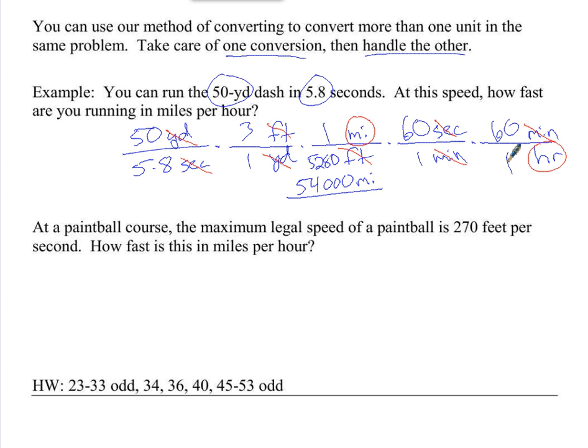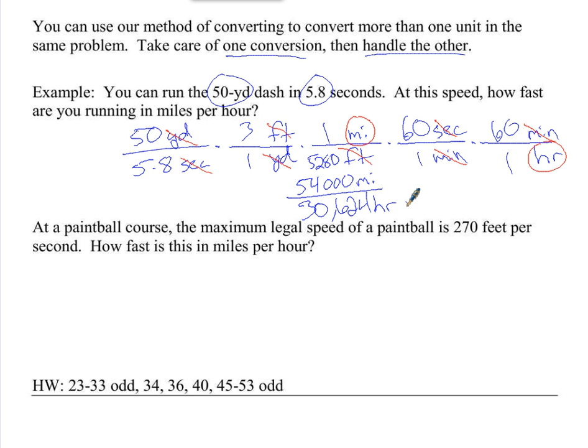$33,000? What? Oh, geez. I'm just going to use this calculator here. 30,624. Like that? And that's hours. So at this pace, running a 50-yard dash in 5.8 seconds, you could run 54,000 miles, but it would take you 30,624 hours to do it.